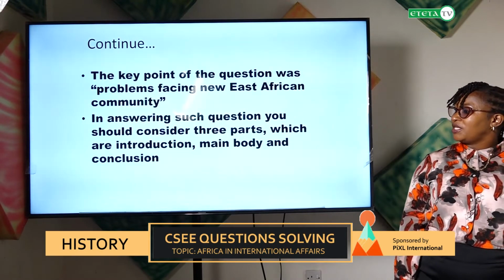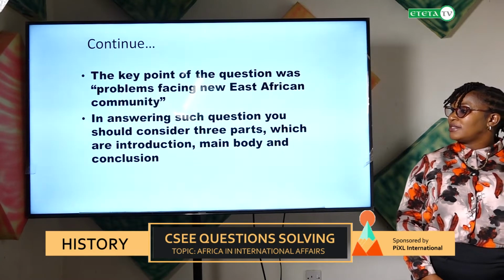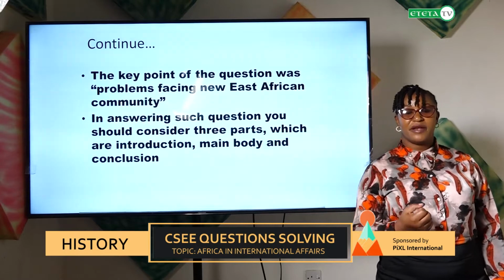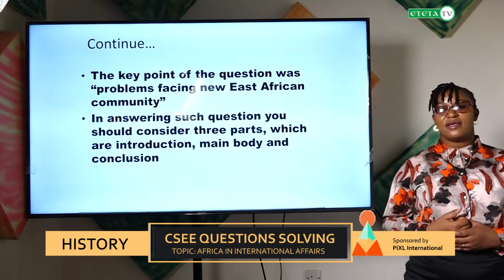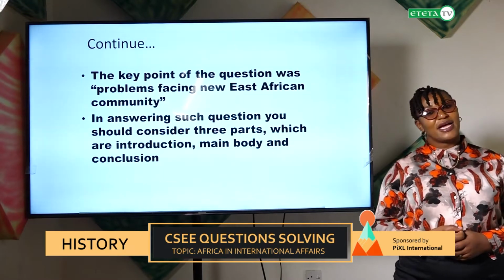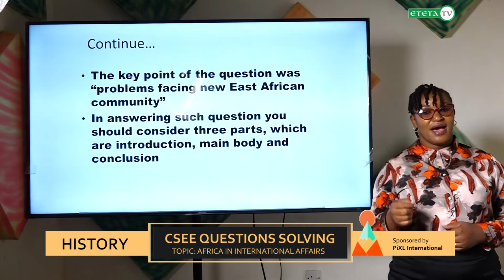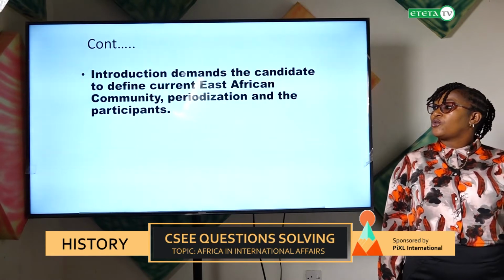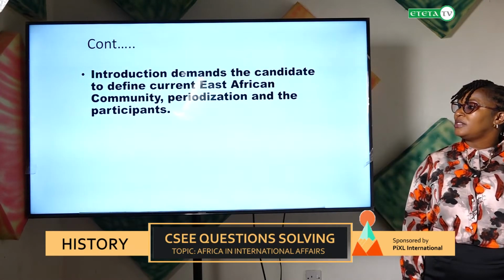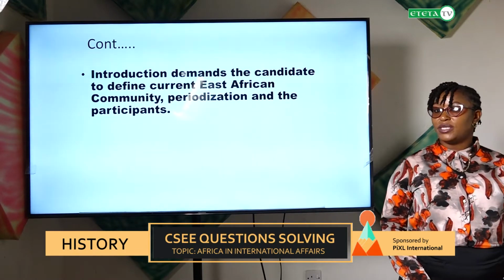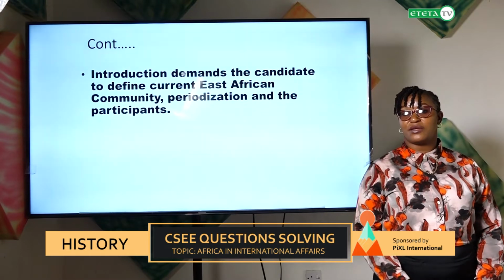In answering such a question, you should consider 3 parts, as we all know that 3 parts are very important when answering essay questions. Those parts are introduction, main body, and conclusion. The introduction of this question demands the candidates to define what is the current East African community.